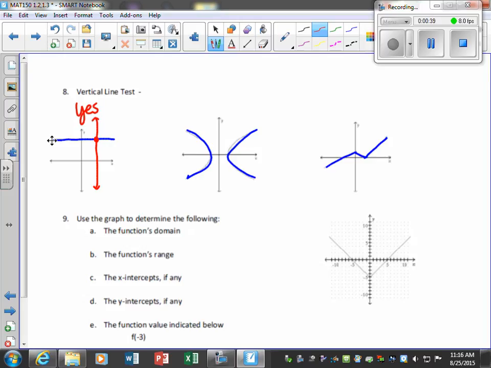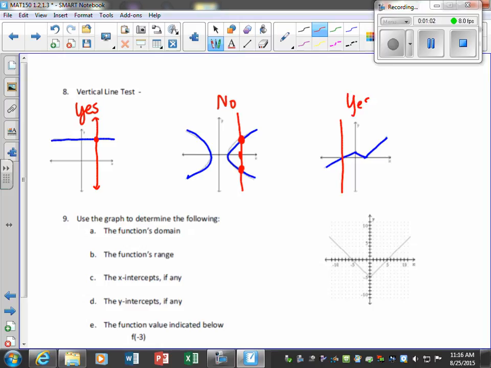If I drew a vertical line anywhere, let's just say I picked here, it touches the graph two times. That means for this value of x, there are two y values that correspond with it, so this fails to be a function. How do you feel about the next one? Function or not a function?